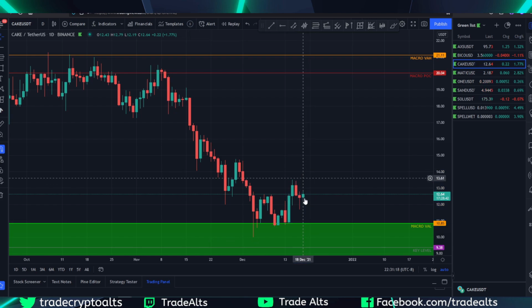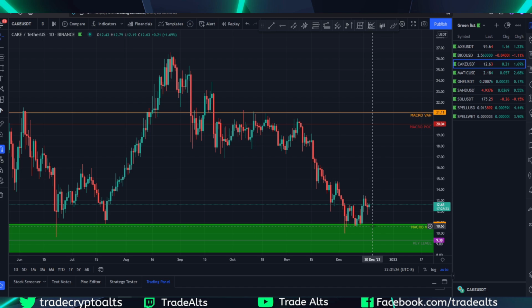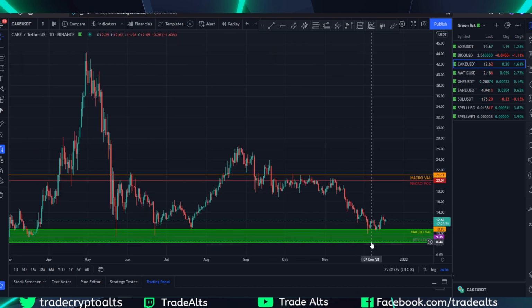25%, 26%, just from your macro value area low. About a 25%, 26% move off of that, not even counting this wick. Which again, for me, how I personally do this is I break this down and I'll ladder bids here. So I'll put my first order at the macro value area low, and I will ladder bids into this region.